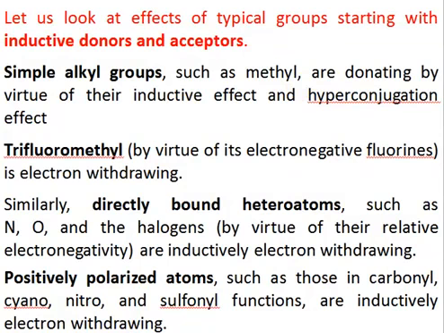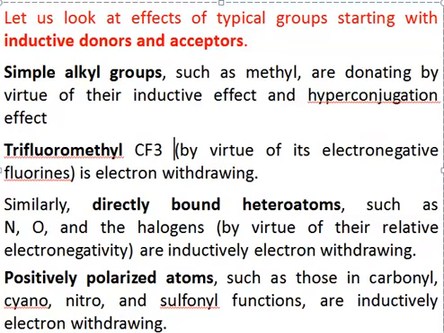Now we have another group, the trifluoromethyl group. You can represent it as CF3, right? This trifluoromethyl group has a carbon with 3 fluorines attached, and fluorine is highly electronegative. Because of these 3 fluorines, the trifluoromethyl group is a very strong electron-withdrawing group with respect to inductive effect, whereas methyl groups are electron donating because of inductive effect as well as hyperconjugation.